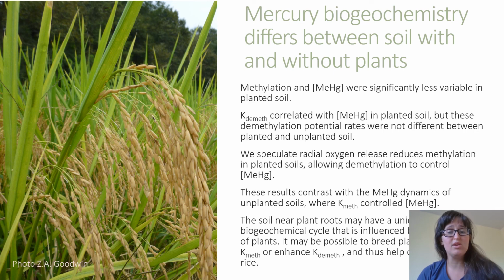And we suggest that it may be possible to breed plants, perhaps plants with increased radial oxygen loss, to further decrease mercury methylation or to further enhance mercury demethylation, and thus help control methylmercury grain concentrations in rice and help address this emerging public health problem.